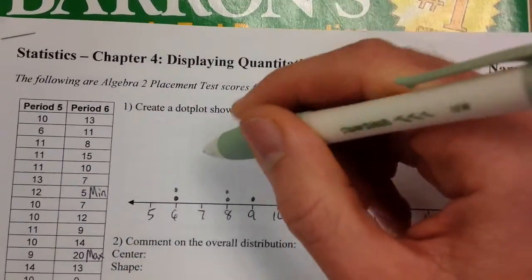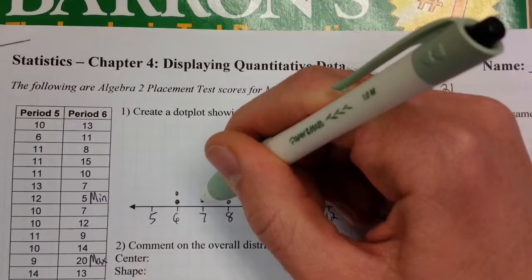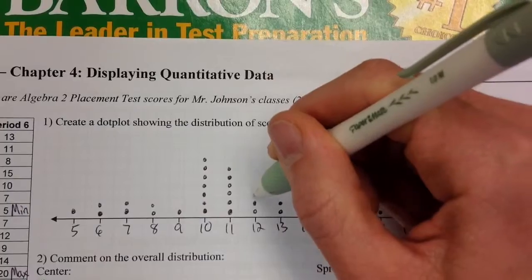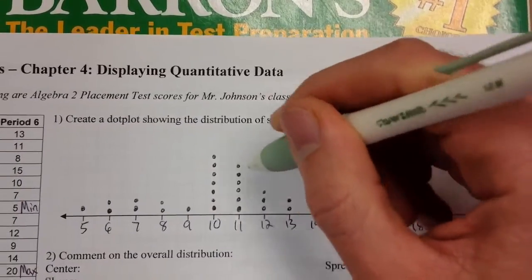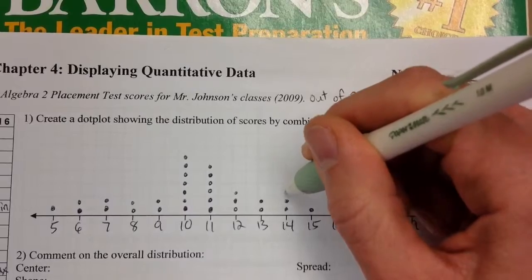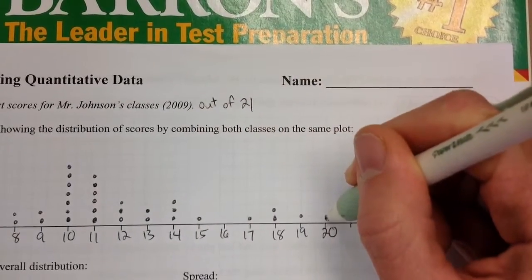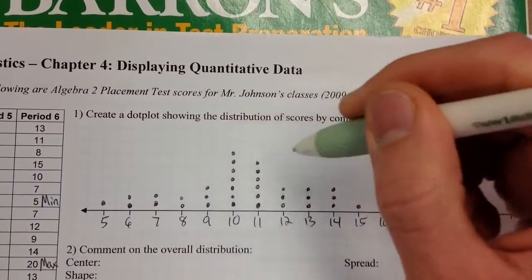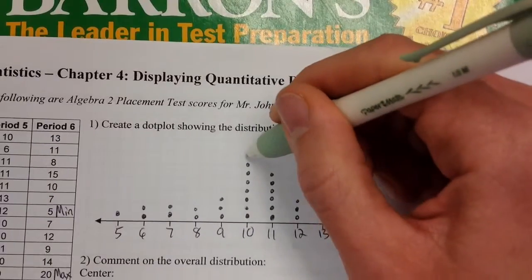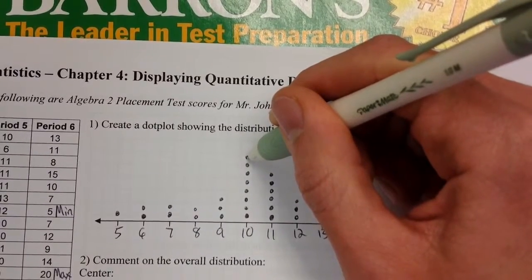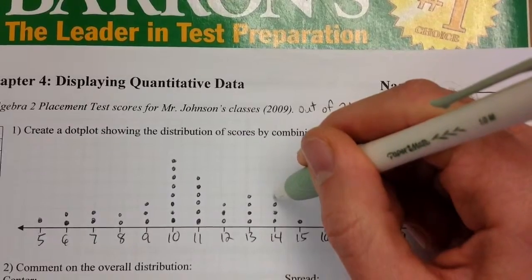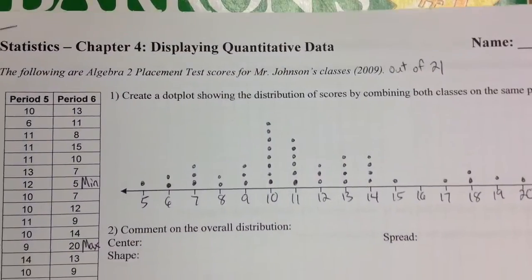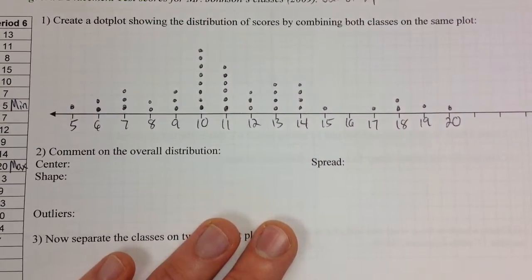10, 7, 5, 7, 12, 9, 14, 20, 13, 9, 13, 10, 14, 7. Okay? Voila, a dot plot.